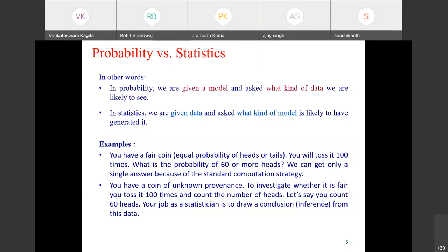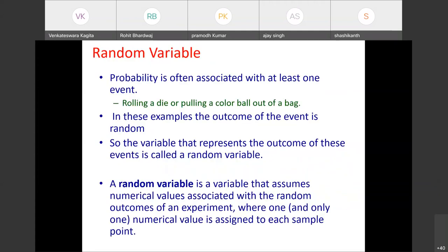If you take another example, the first one is an example for probability and the second one is an example for statistics. Probability: you have a fair coin and you toss it 100 times. What is the probability of 60 or more heads? We can get only a single answer because of the standard computational strategy here. Whereas in statistics, you have a coin of unknown provenance. You don't know whether it is biased or not. To investigate whether it is fair, you toss it 100 times and count the number of heads. Let's say your count is 60 heads. Your job as a statistician is to draw a conclusion from this data, whether it is a fair coin or not. Right.